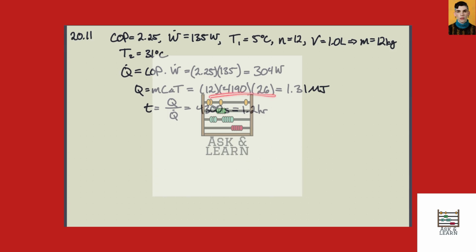So then we plug everything in and we get that we need to take out 1.31 megajoules of heat from this water. So quite a bit of heat. And if we assume that there's a constant rate of heat being transferred out, we can get the time it takes by taking the amount of heat transfer divided by the rate of heat transfer. And that winds up being 4,300 seconds, or about 1.2 hours.